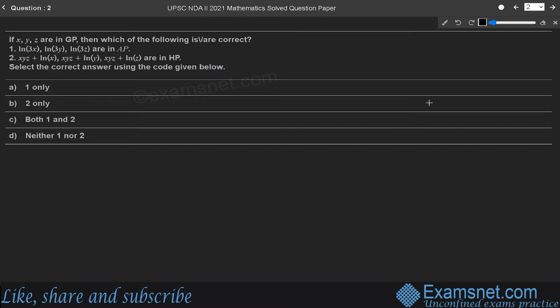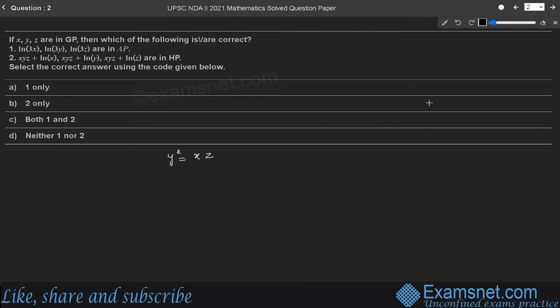This type of question is very important, and questions related to this always come in the exam. It came back in 2017. So now let us come to the solution for this question. It is given that x, y and z are in GP. Therefore, we can say that y square will be equal to x into z.